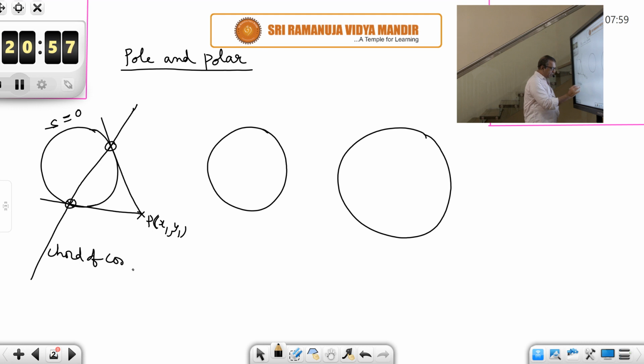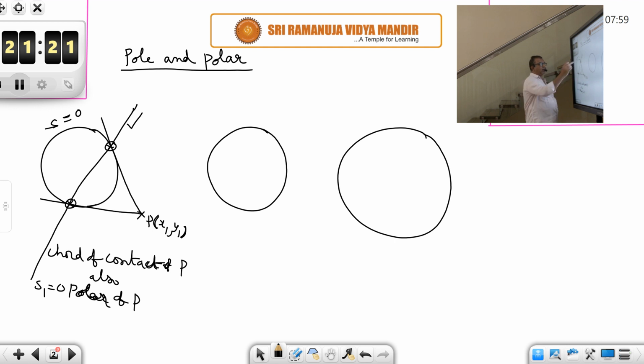Chord of contact of P. It is also polar of P, because their definitions are different, and its equation is S1 equal to 0. See, for this point x1, y1, this line is polar. For this line, this point is pole. See, pole and polar. For this point, this line is polar. And for this line, this point is pole.